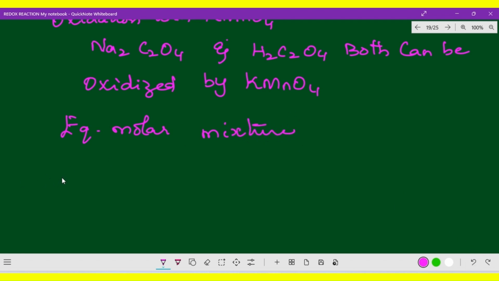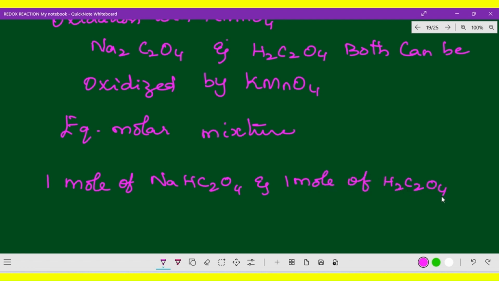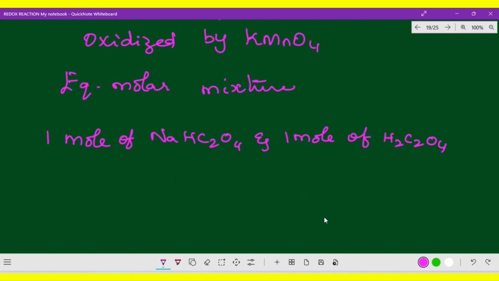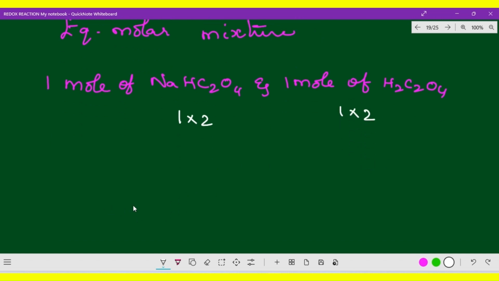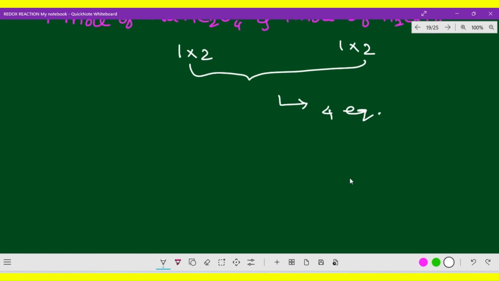Equimolar mixture. So 1 mole of Na2C2O4, 1 mole of NaHC2O4 and 1 mole of H2C2O4. So you will be getting here the n factor. Here actually 1 and here actually 1. The number of electron change here is 2, and here also the number of electron change is 2. So all together here we actually have 4 equivalent. Right, now we have to identify the equivalent of KMnO4.